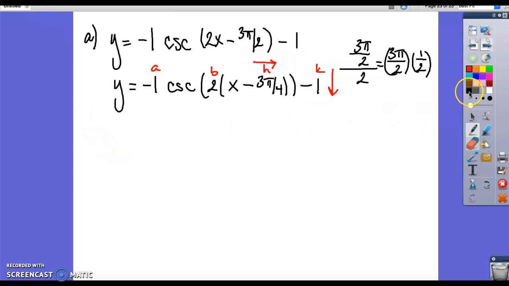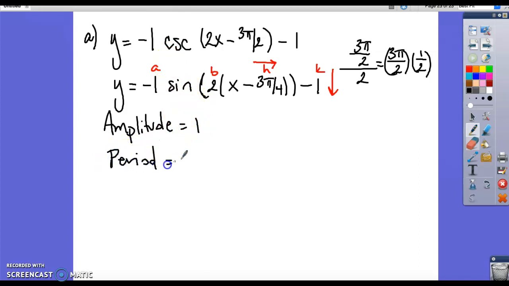So we have a lot going on here. But we're going to start by graphing the sine of this function first, and then we will fill in the cosecant based on that. So the amplitude of the sine function is 1. Cosecant doesn't have an amplitude, but the amplitude of the sine function is 1. The period is 2 pi over b, which is pi.